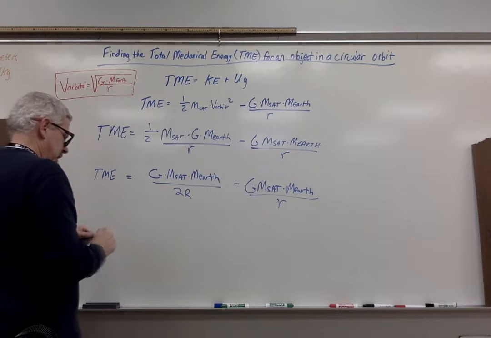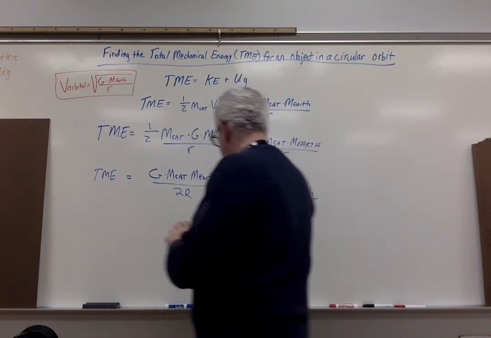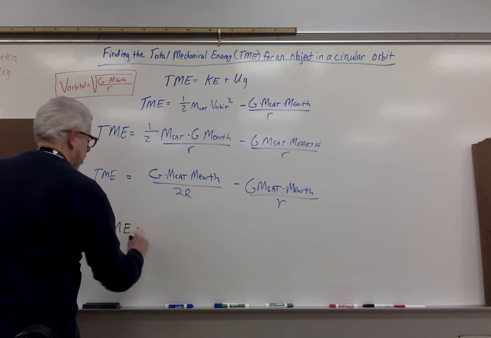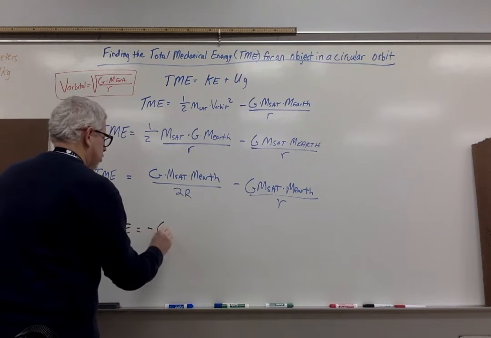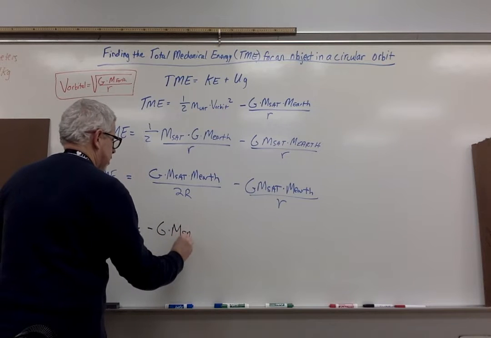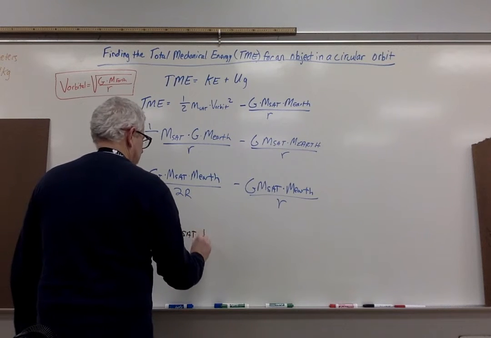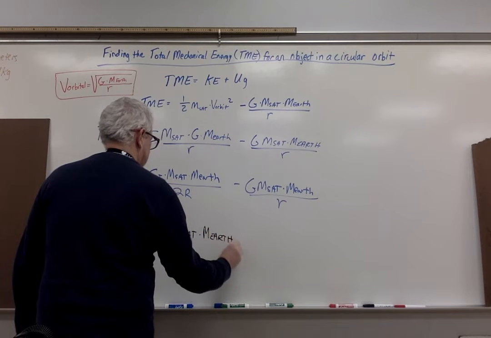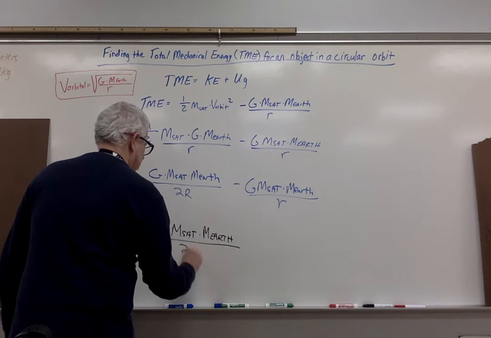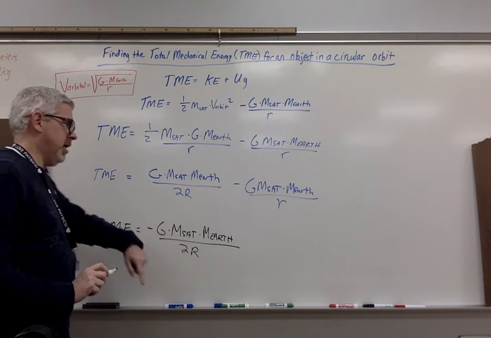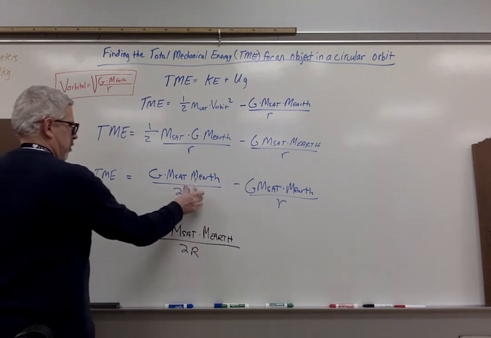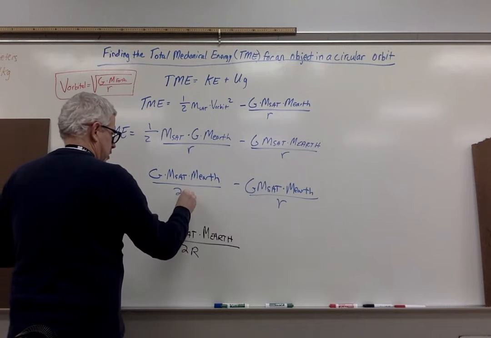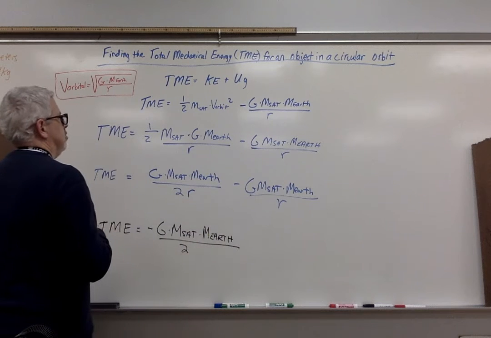So our final total mechanical energy for an object in a stable circular orbit is equal to negative G, mass of the satellite, mass of the planet, in this case it's the Earth, over 2R. Why over 2R? I had plus 1/2 subtracting a whole. I don't know why I used a capital R here, or down there. I'm just mixing things up.